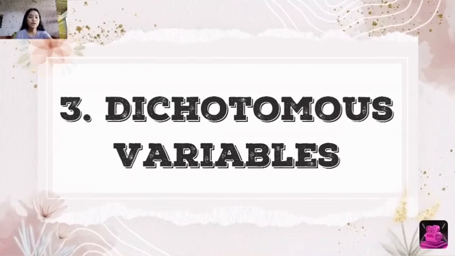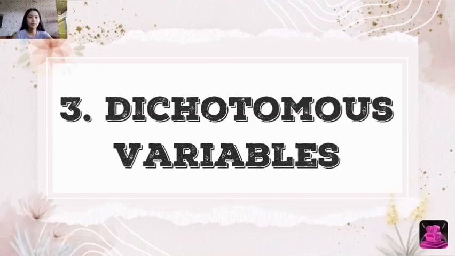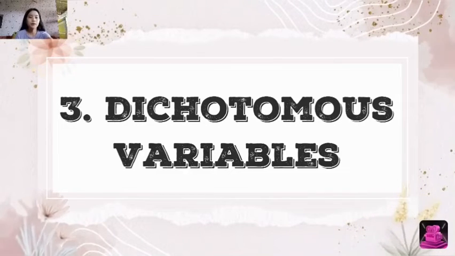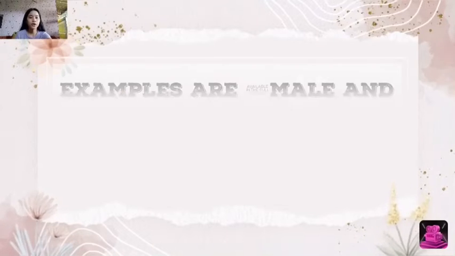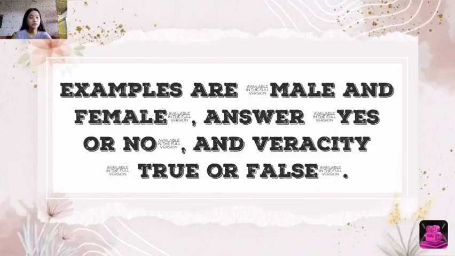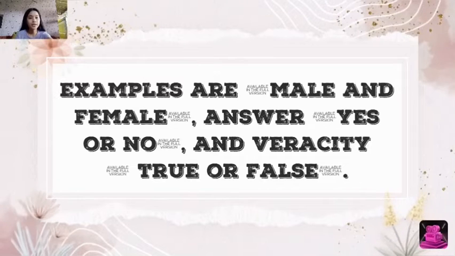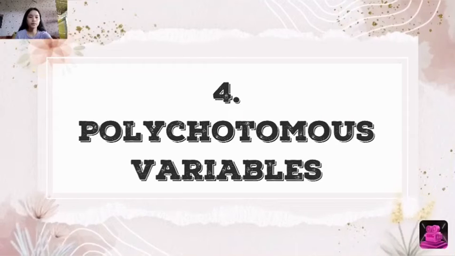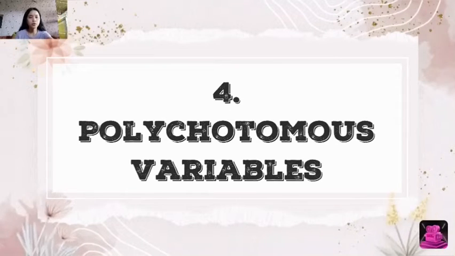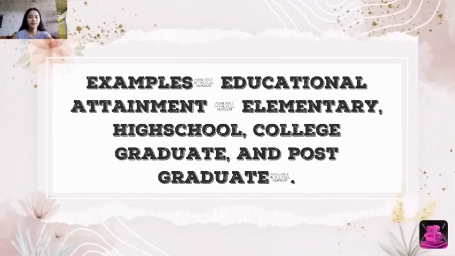and brand. The third is dichotomous variables. These variables represent only two categories. Some examples are male and female, yes or no answers, and veracity, true or false. The last is the polychotomous variable, a variable that has many categories. Some examples are educational attainment: elementary, high school, college graduate, and postgraduate.